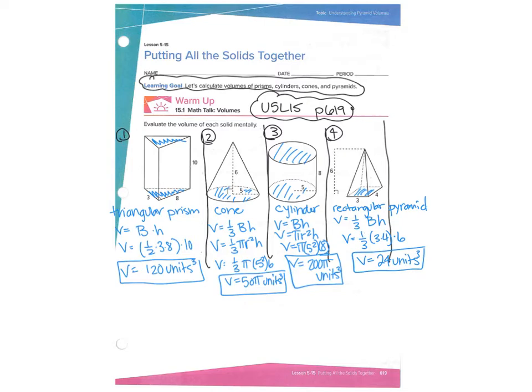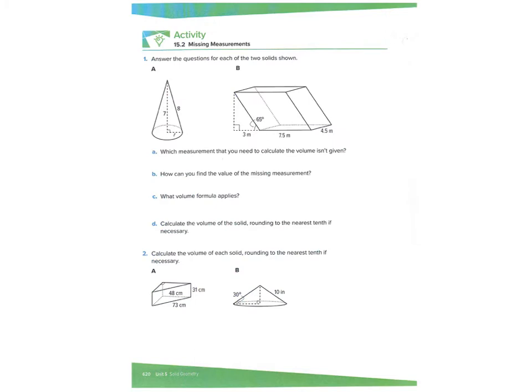So let's take a look at the next page, page 620. These problems have a little more going on. They're not as straightforward because we're not given all the dimensions that we need. So let's take a look. Let's just draw a line down the middle because they're two different problems. So we're going to look at side A first. This is for the cone.